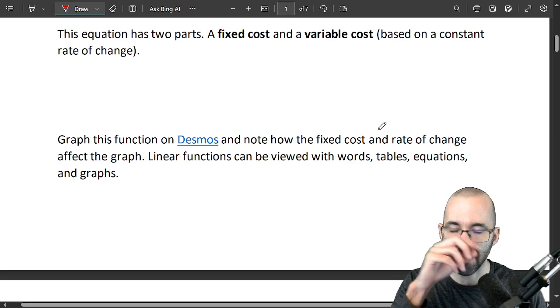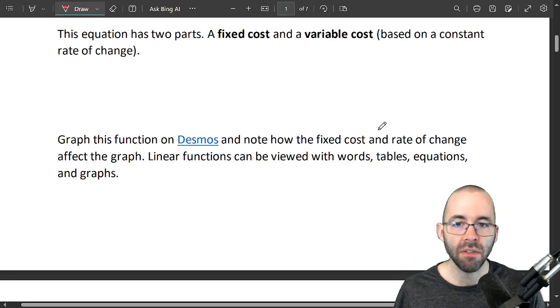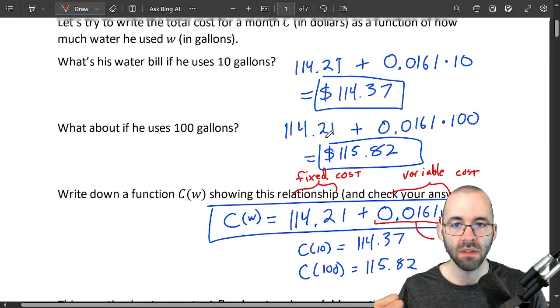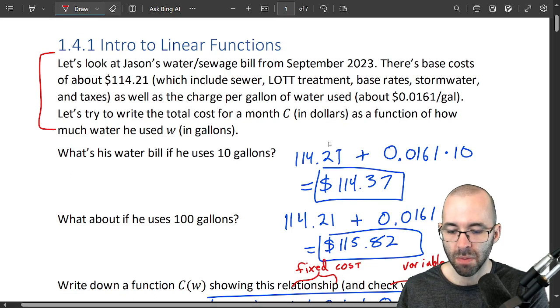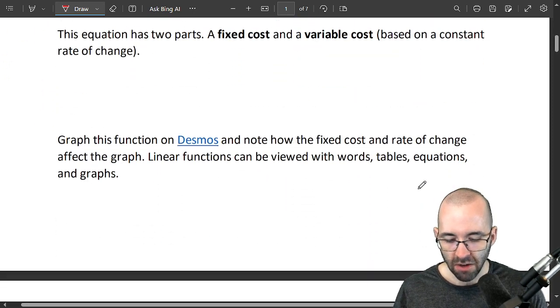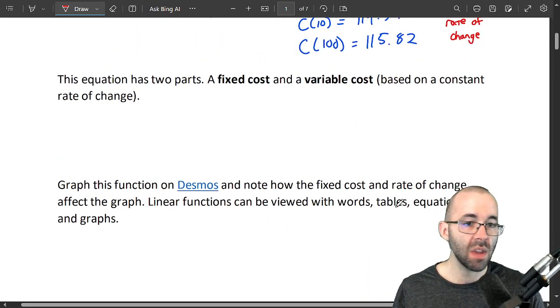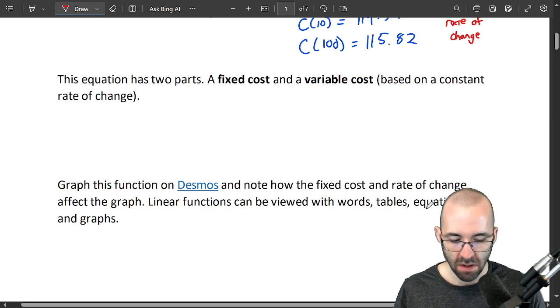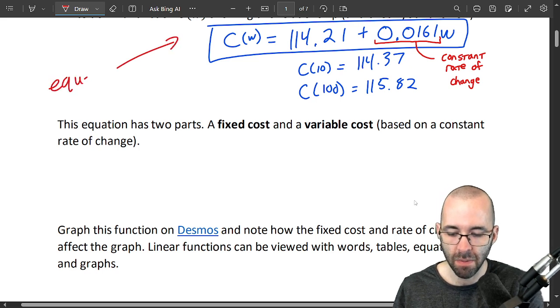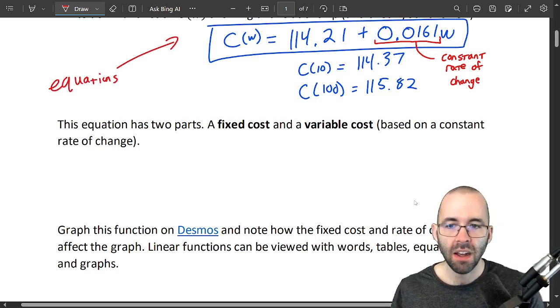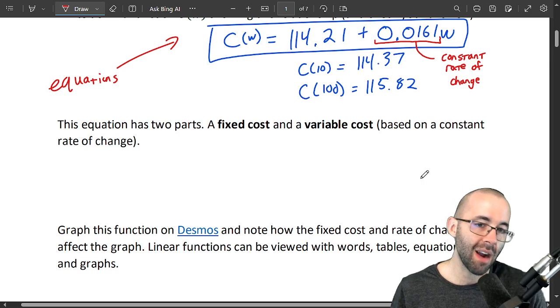Last thing I want to comment on in this video is we can model linear functions with words. That's how we started. We modeled a linear function with words up here. We can model a linear function with tables. We didn't do that here, but we could have. Model linear functions with equations. We definitely did that, right? This is how we model a linear function with equations. And we just saw how we can model it with graphs as well.